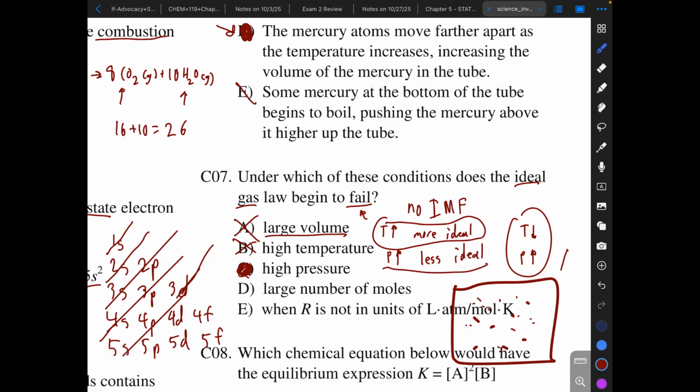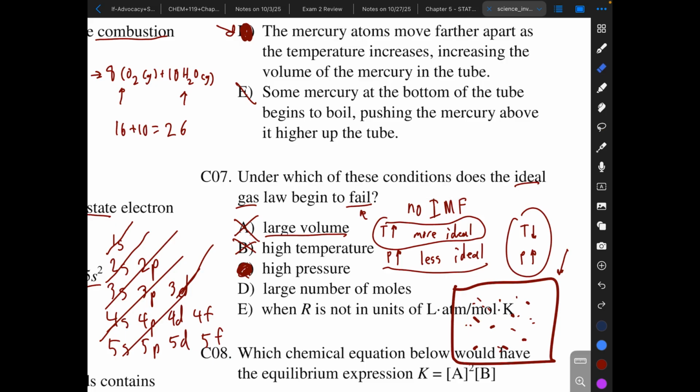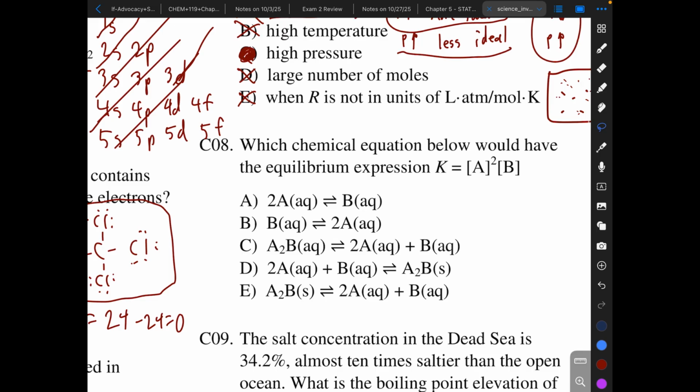That's only assuming that the volume is fixed, that this container is rigid and will never change. What if we added all those moles and then the container itself started to get bigger? Then that won't really change anything. So if it's specified that there's a large number of moles in a fixed container, then maybe that would have been the right answer. But if it just mentions a large number of moles, we don't really know what else is happening. As for E, this is just kind of a throw off. There's not really anything about the units of R that has anything to do with when an ideal gas law begins to fail. So the answer for number 7 is going to be C.